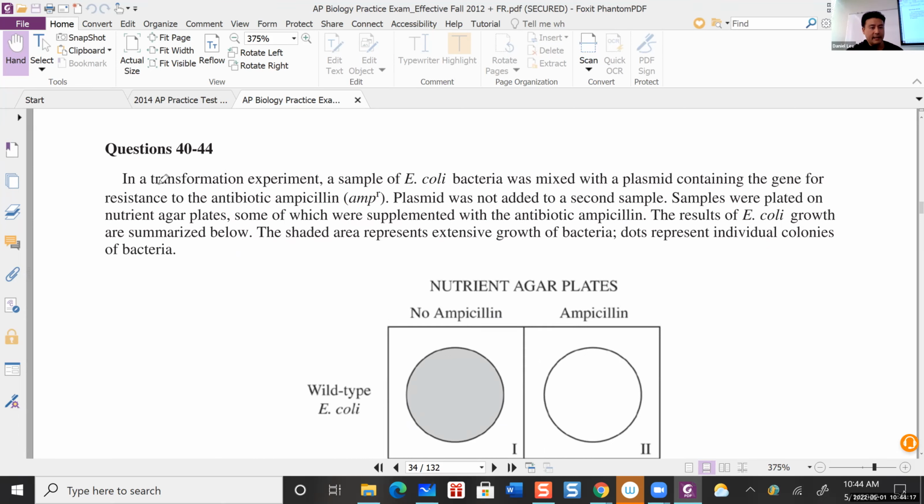It says, in a transformation experiment, so that means you put DNA into a bacteria culture and you shock them so that the bacteria will take in the foreign DNA and make it part of their own. This is one of the major ways bacteria become different. So you have E. coli mixed with a plasmid containing the gene for antibiotic resistance, the ampicillin resistance gene. If you take the plasmid, you are resistant. This is the plasmid, a circular DNA that allows the bacteria that take it in, that transform, to become resistant. Plasmid was not added to a second sample. So the first sample, you mix them. The second one has no plasmid.